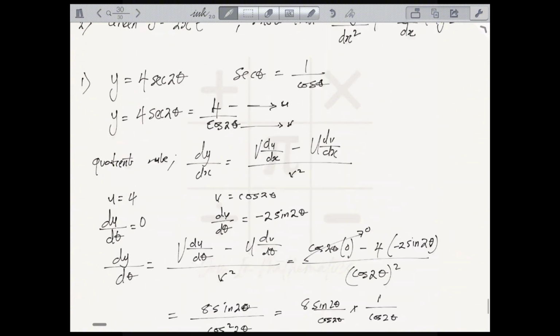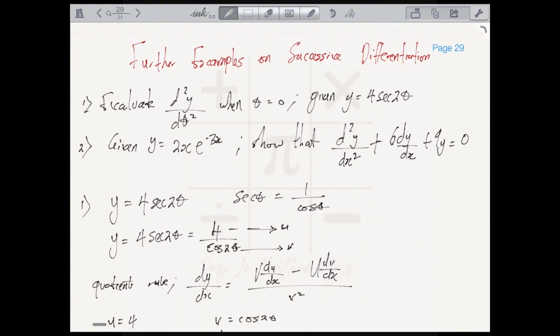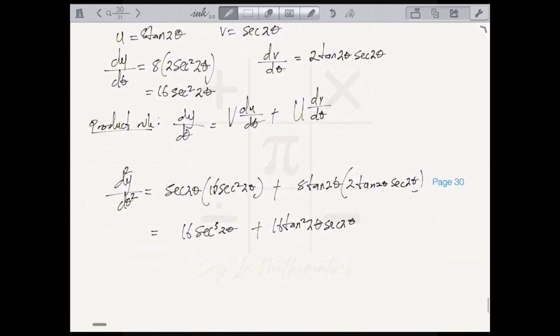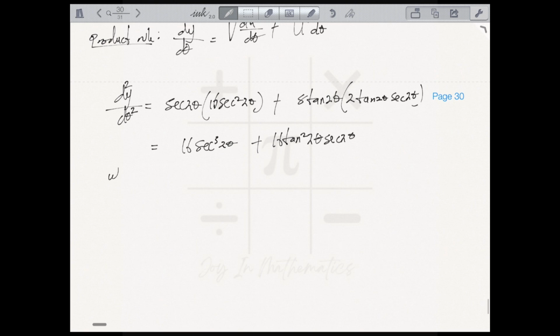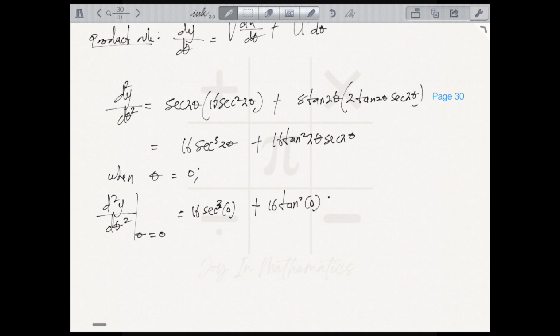Now, the question says evaluate this when theta is equal to 0. So we make our substitution. When theta is equal to 0, we have that d squared y d theta squared at theta equal to 0 is equal to 16 sec cubed of 0 plus 16 tan squared of 0 times sec of 0.